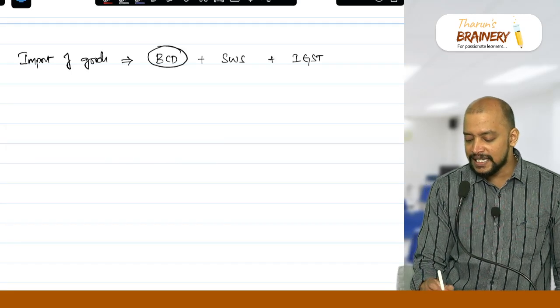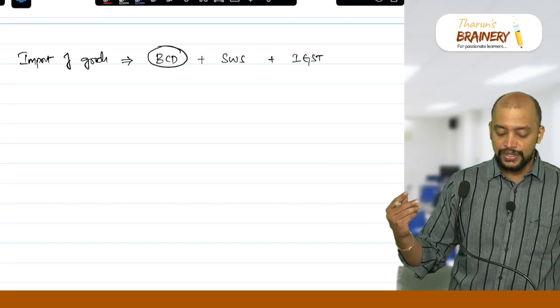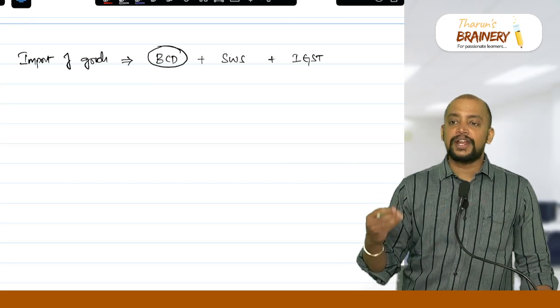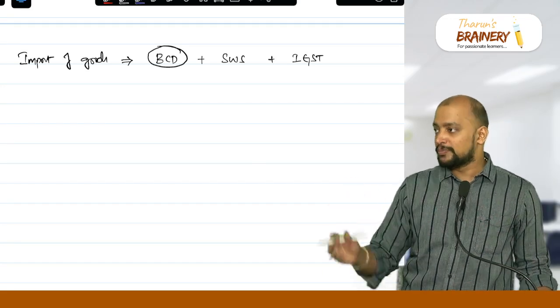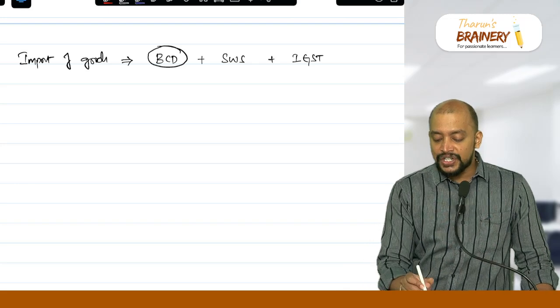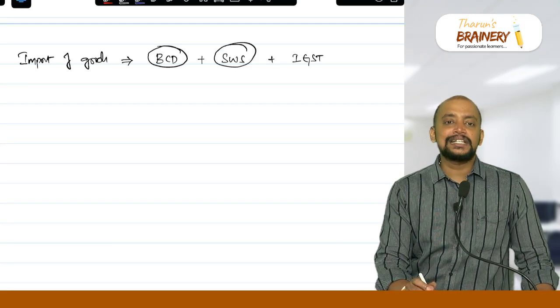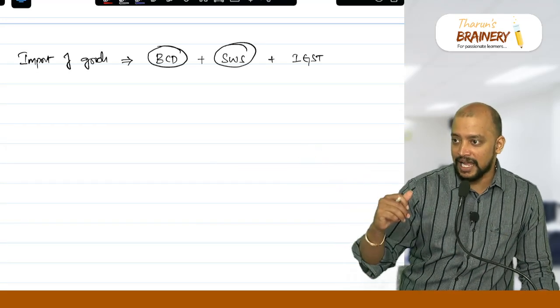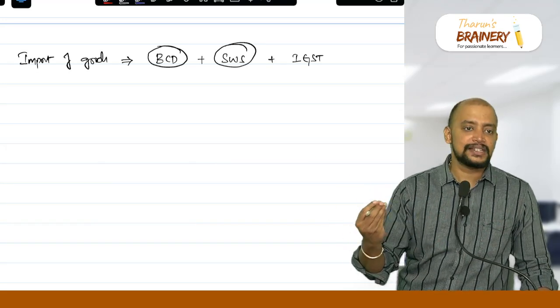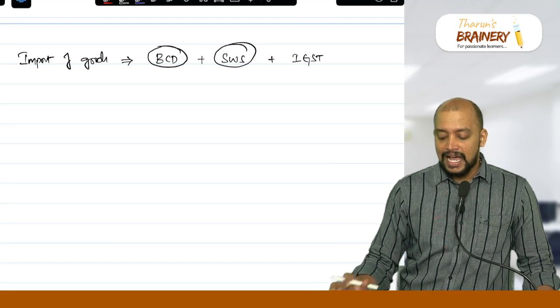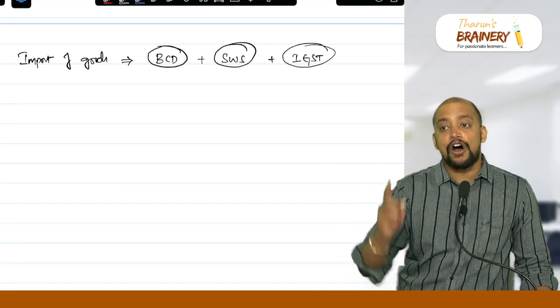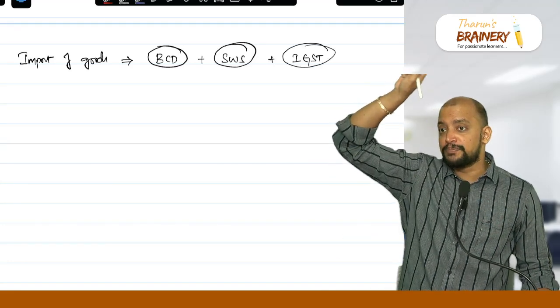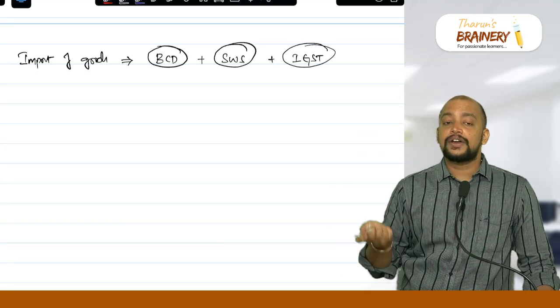So what is this basic customs duty? Basic customs duty is customs duty payable on every product that is imported, and social welfare surcharge is like your health and education cess you have now on income tax, an extra cess which is being levied. And IGST is to offset CVD and SAD, which you used to pay previously. So now we are not paying.